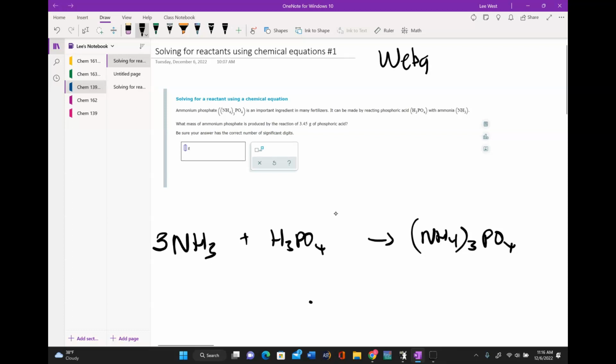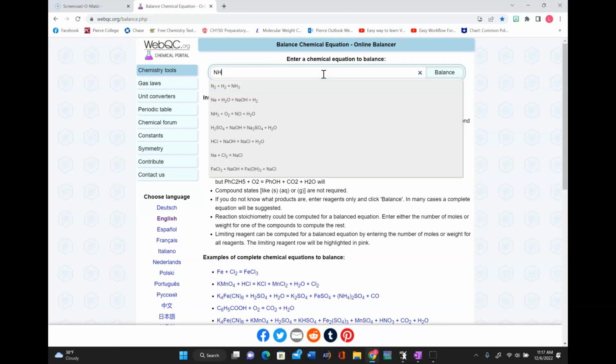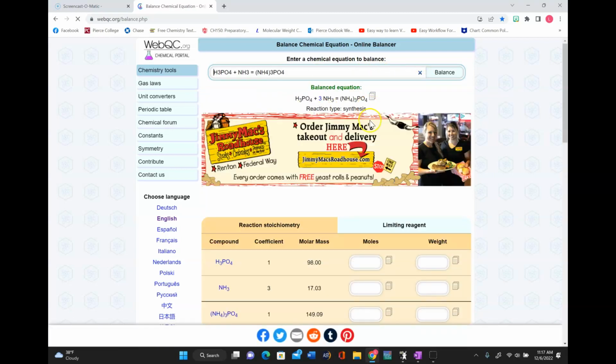If you just go to webqc.org, you can find this equation balancer under their chemistry tools. So we're just going to type NH3 plus H3PO4, and there it is. All right, and so there we go. There's our balanced equation. It looks just like what we had.